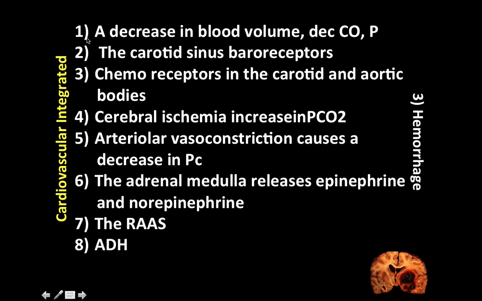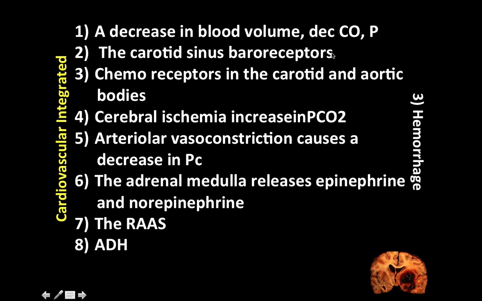We'll start with number 1, which is a decrease in blood volume. That produces a decrease in mean systemic pressure. As a result, there is a decrease in both cardiac output and arterial pressure. So hemorrhage equals decreased cardiac output and arterial pressure, and definitely decreased blood volume. Moving on, the carotid sinus baroreceptors detect the decrease in arterial pressure, and as a result of the baroreceptor reflex, there is an increased sympathetic outflow to the heart and blood vessels.